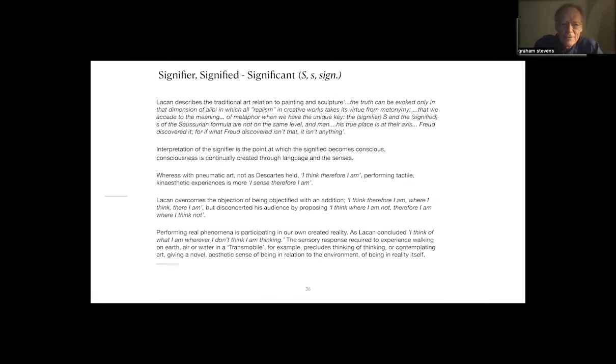So the idea with participation works is that when you're performing real phenomena, you're participating in creating a reality of some sort. Then Lacan concluded, I think of what I am wherever I don't think I'm thinking. So the sensory response required to experience walking on earth, air, or water in a transmobile, for example, just precludes thinking of thinking. You're only concentrating on operating the transmobile and being in the transmobile. So it gives a novel aesthetic sense of being in relation to the environment. And I would claim that this is becoming closer to reality itself.